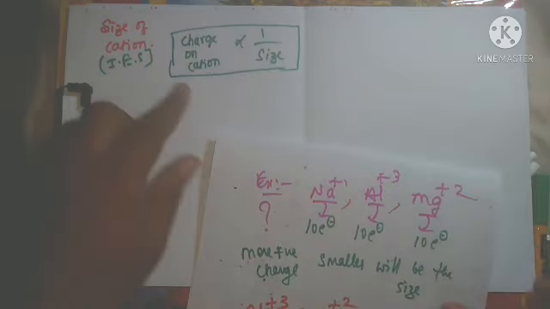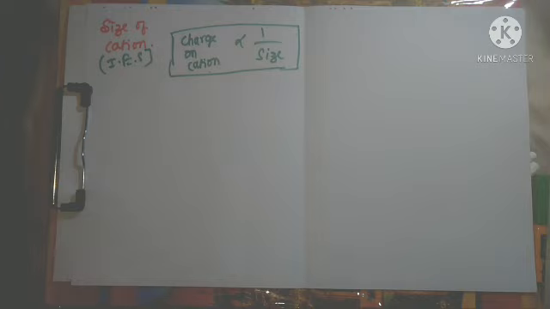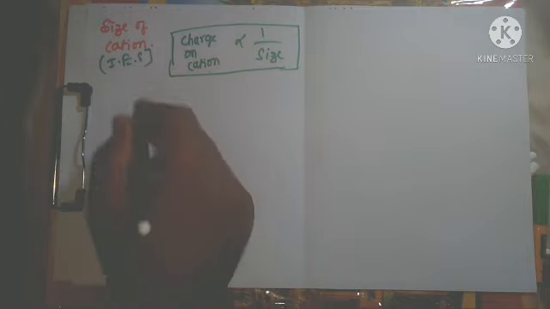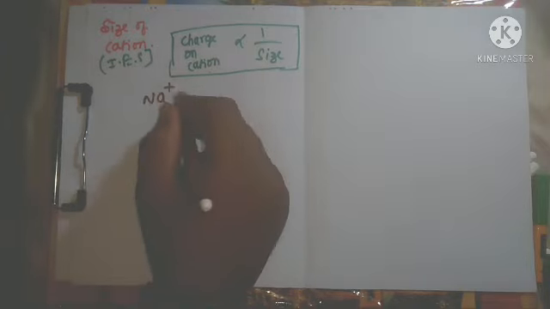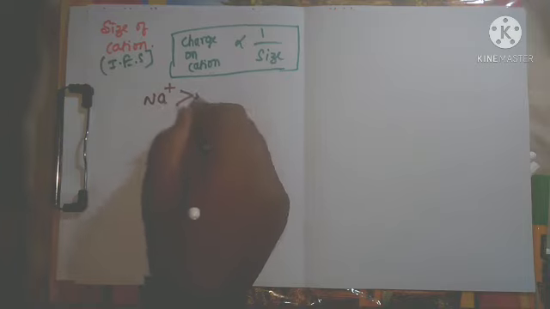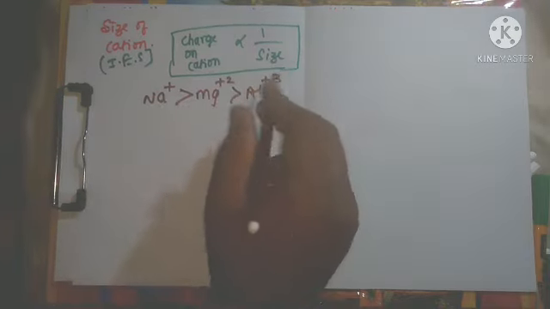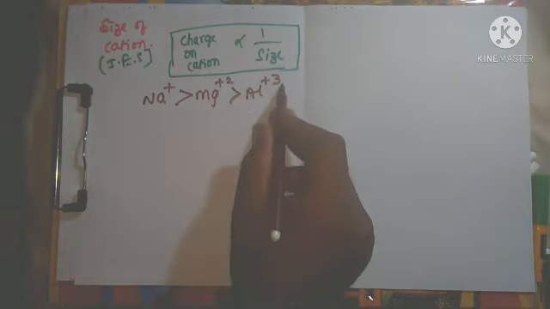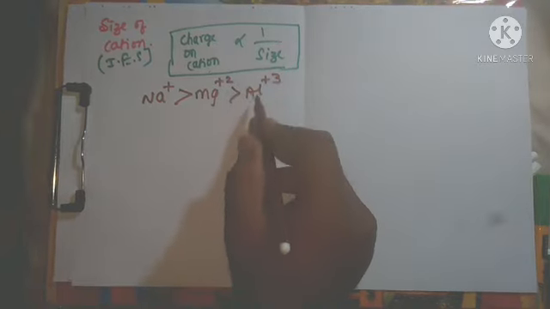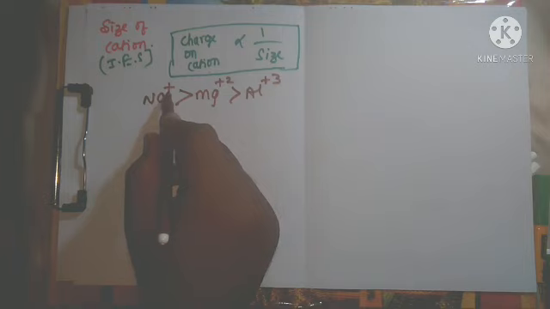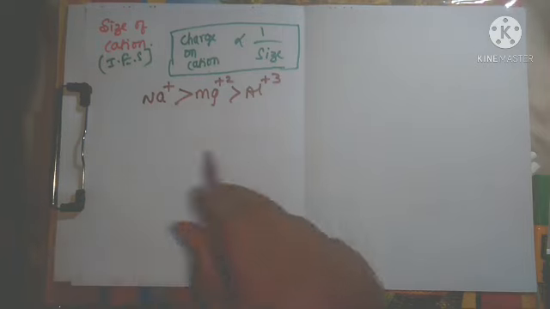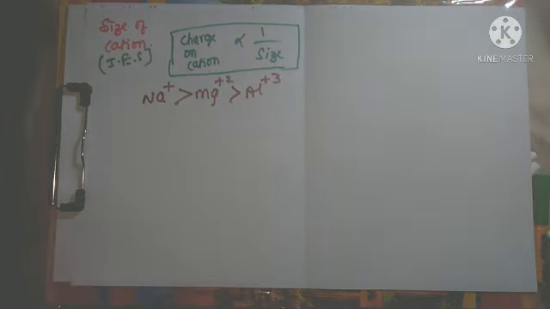In this way, this is the rule. I will write the order for this one. Na+ size is greater than Mg+2, which is greater than Al+3. Why? Because of charge on the cation. Higher the positive charge, smaller will be the size. Smaller the positive charge, larger will be the size. Over. Size of cation over.